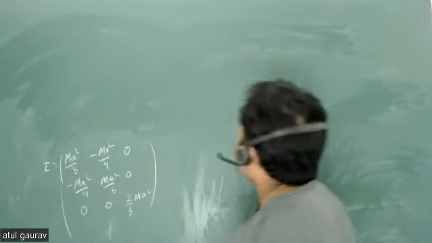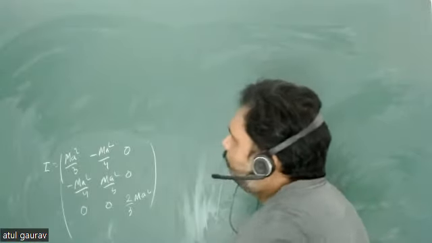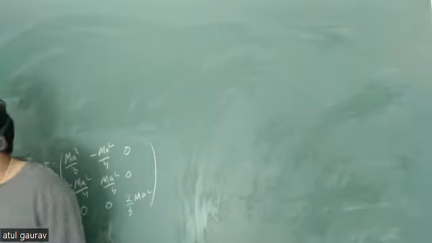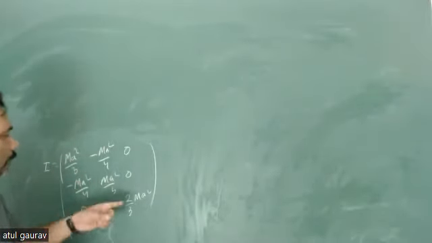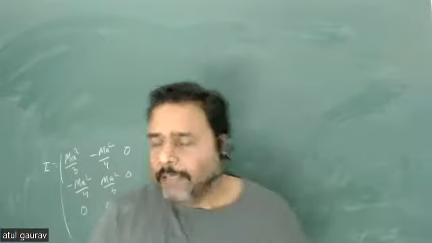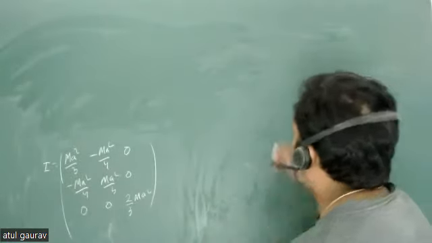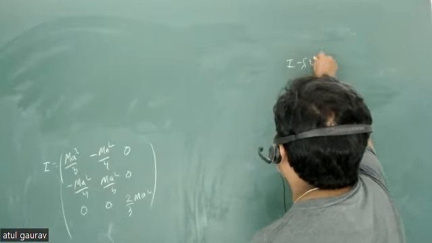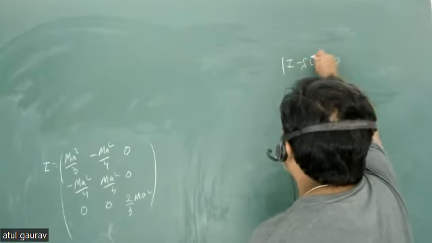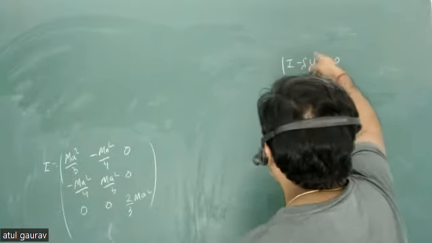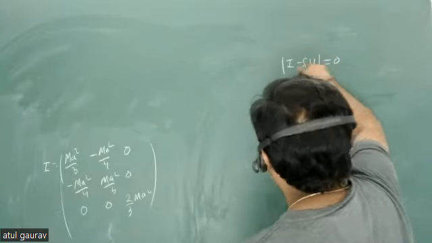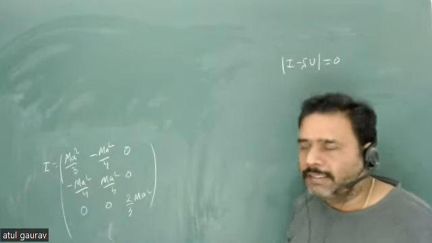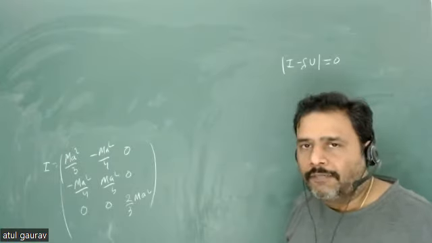Okay, now we have to calculate the principal moment of inertia. So what is the principal moment of inertia? The eigenvalue of this matrix, isn't it? So that will be I minus lambda U must be equal to 0. U is nothing but a unit matrix. In general, we use I for the unit matrix, but here I is the moment of inertia, so I am using U as a unit matrix. Everyone is comfortable?